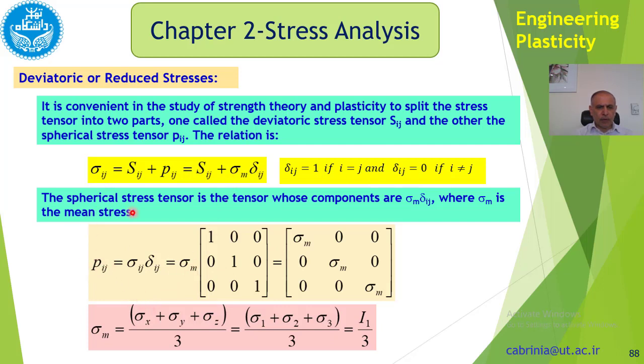Okay then. The spherical stress tensor is the tensor whose components are sigma m delta ij, where sigma m is the mean stress. See, here we have only the components in the diagonal, sigma m, and sigma m delta ij is called spherical tensor notation because this stress applies all over the body. Or otherwise we could write it like that. So these are just different notations, the same meanings as the previous slide.